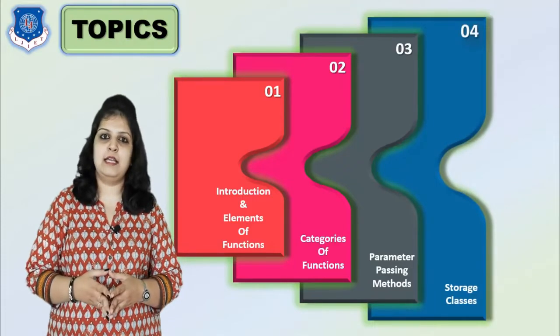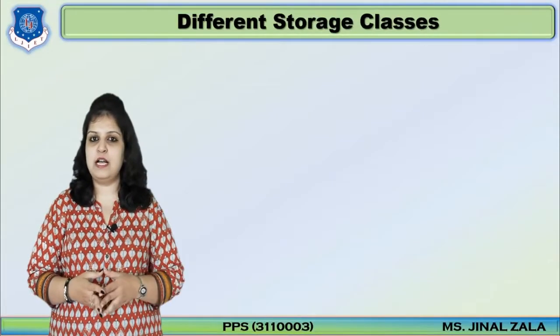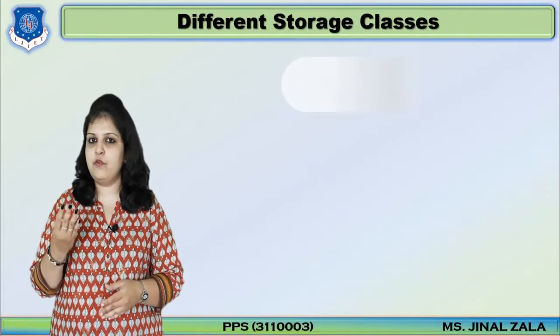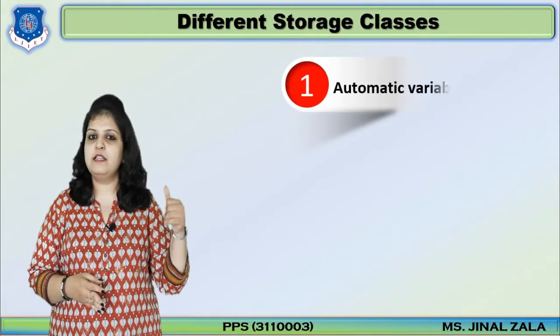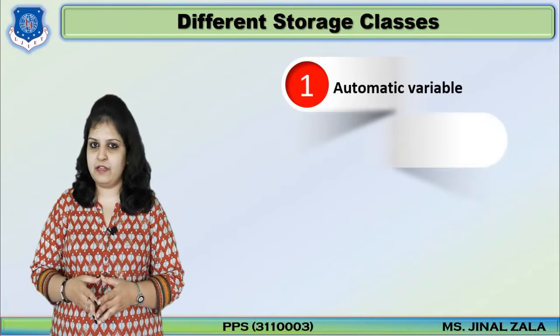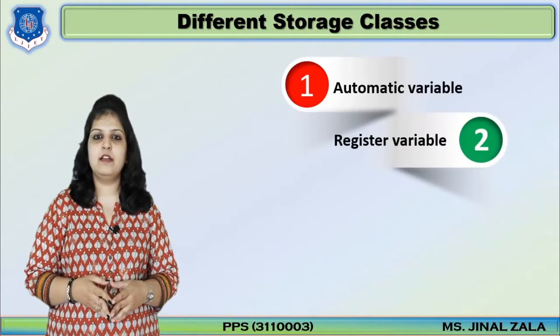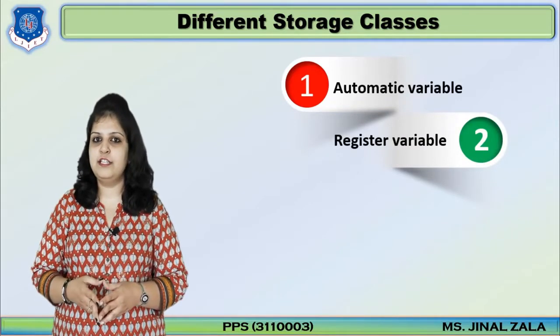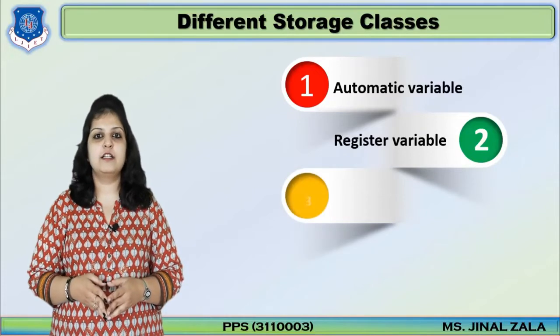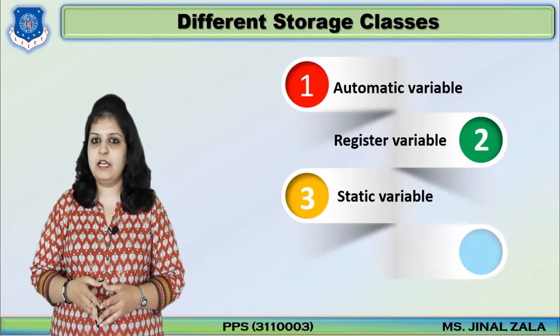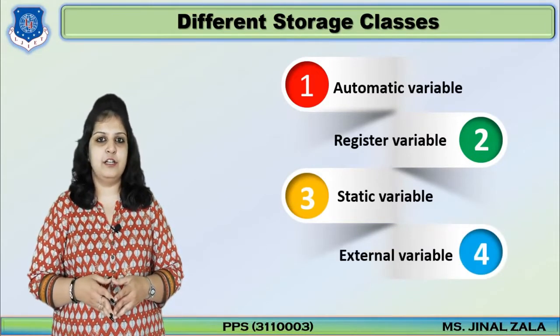So let's start. First of all, storage classes are divided into four major categories. Our first category is automatic variable. Then next category is register variable. Third class is static variable, and last is external variable.